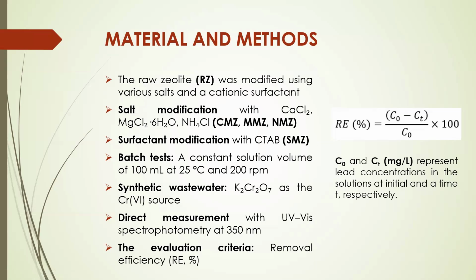Our methodology involved batch tests using a constant solution volume of 100 milliliters, conducted at 25 degrees Celsius with 200 RPM stirring. We used synthetic wastewater with potassium dichromate as our chromium-6 source. We measured chromium concentration directly using UV-Vis spectrophotometry at 350 nanometers. Our evaluation criterion is removal efficiency, which is calculated from the initial and final chromium concentrations in the solution.